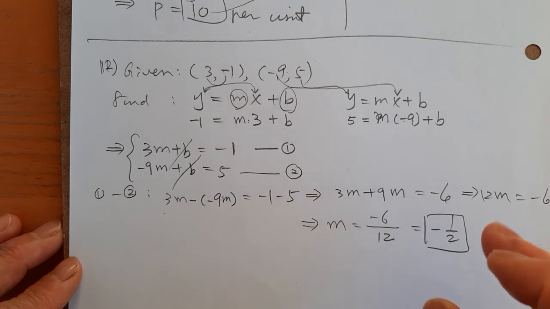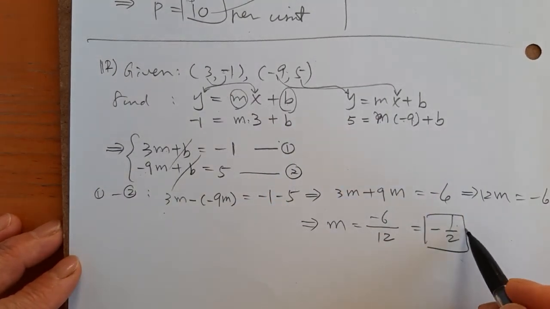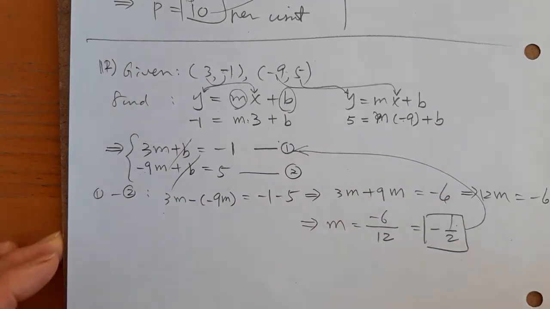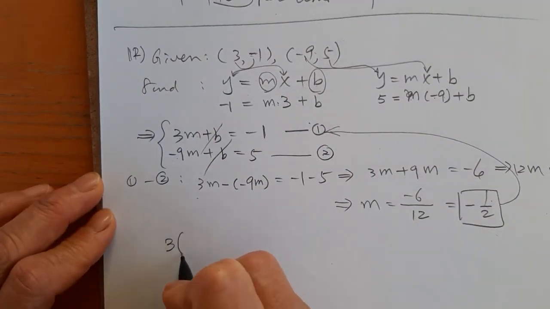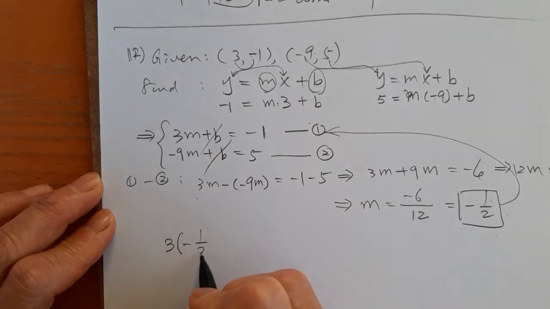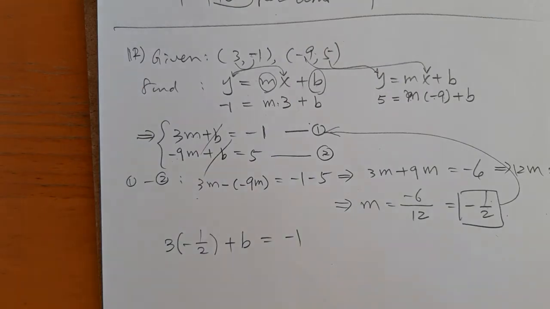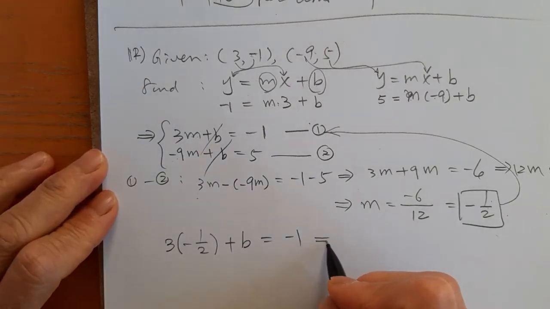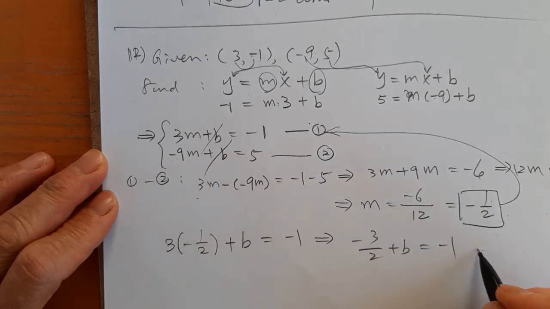After you get this m, you can plug it into the first equation or the second equation to get b. Let's plug into the first equation. So it's 3m, m is -1/2, plus b equals -1. Solve for b. So this is -3 over 2 plus b equals -1. Then you get b equals -1, add 3 over 2.